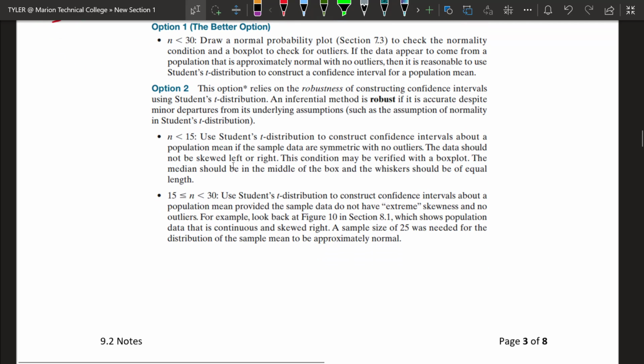So if you don't want to do it that way, right, that's the preferred way. Option 2 is going to rely on what we call the robustness of constructing confidence intervals using student's t-distribution. An inferential method is robust if it's accurate despite minor departures from its underlying assumptions, such as the assumption of normality in student's t-distribution. Right. So in other words, if a couple of our assumptions aren't met, is the method robust enough? Is it okay to still be somewhat accurate?